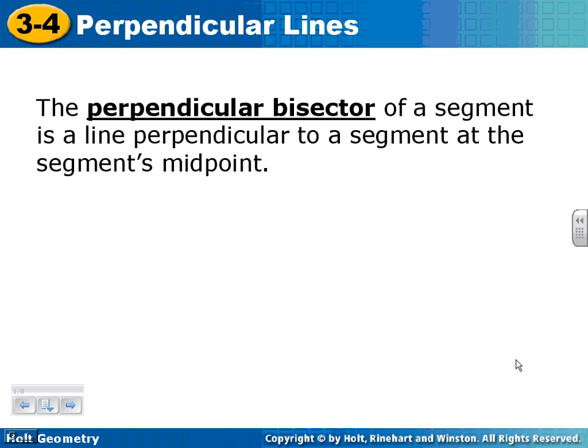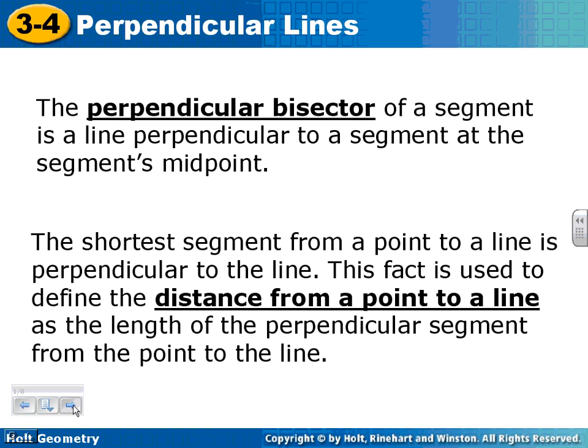Definition, perpendicular bisector. The perpendicular bisector of a segment is a line perpendicular to the segment at the segment's midpoint. In other words, if you have a segment and you bisect it with a line, it means two things. One, it's going to be a right angle. And the second thing, these little segments are going to be congruent. So it cuts it exactly in half at a right angle. With that said, the shortest segment.